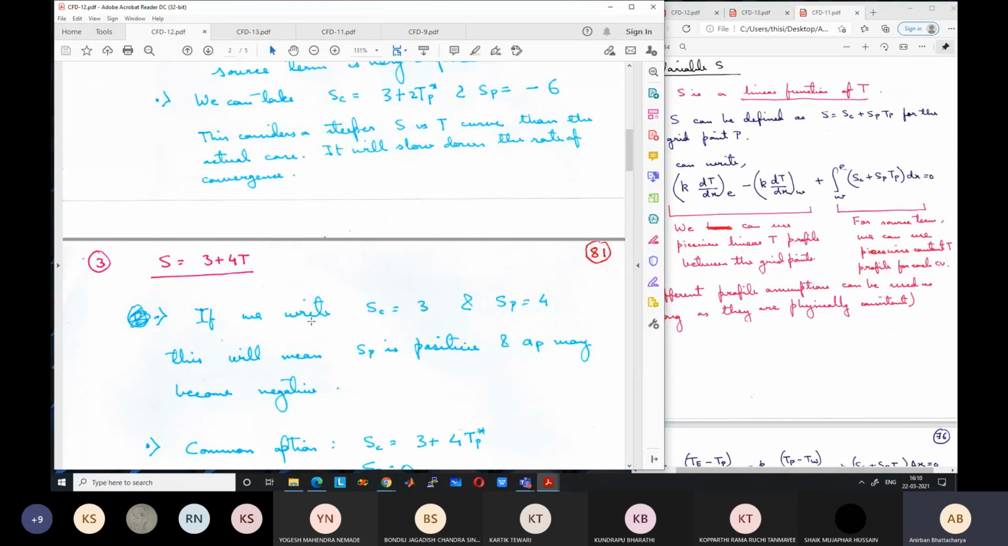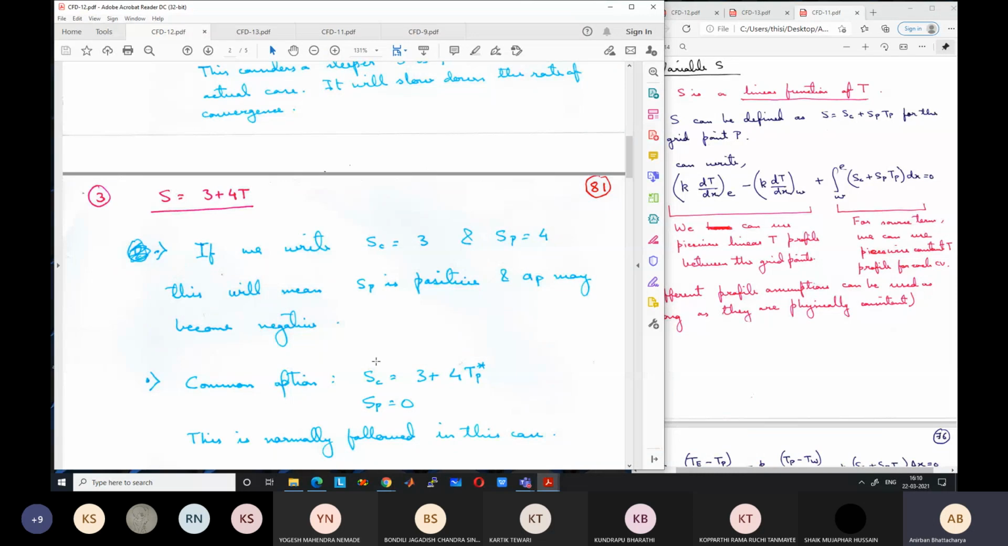So the common option in this case is SC equal to 3 plus 4 TP star and SP equal to 0. This is what we should normally follow in this case whenever there is a positive dependence.